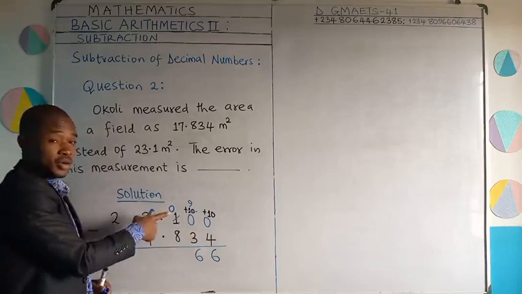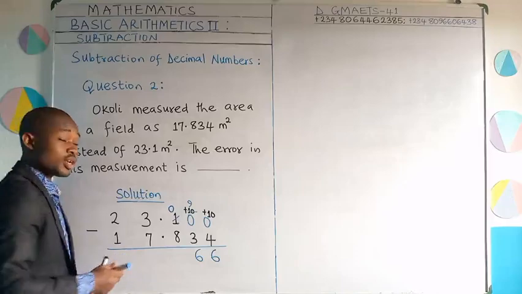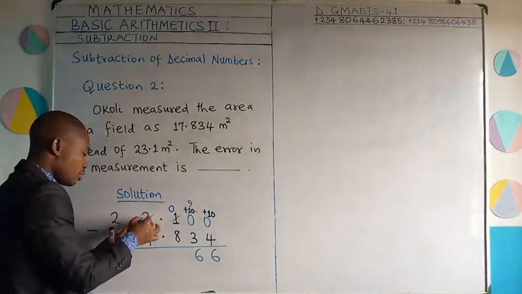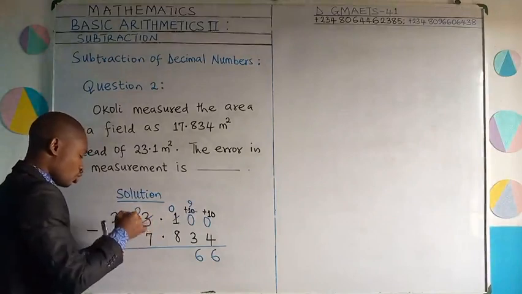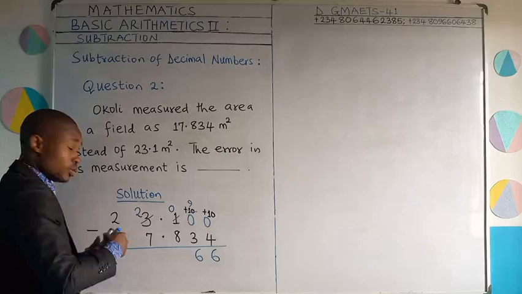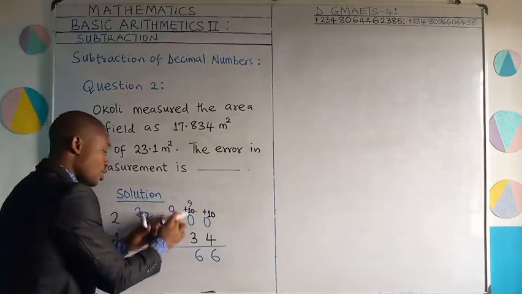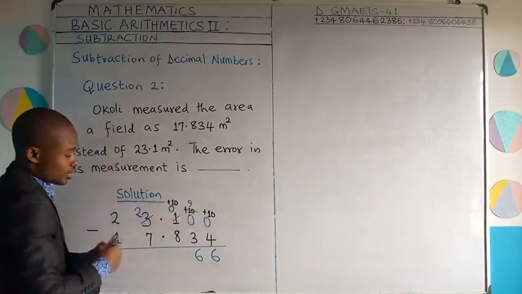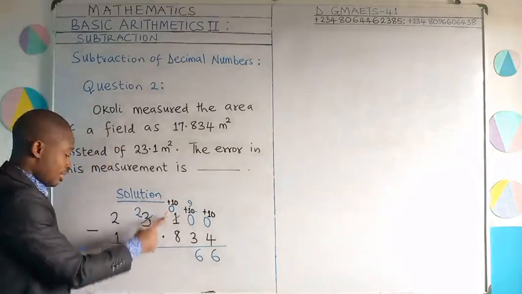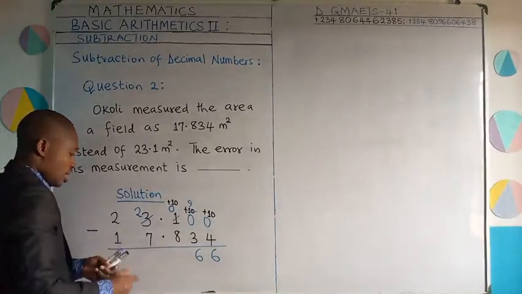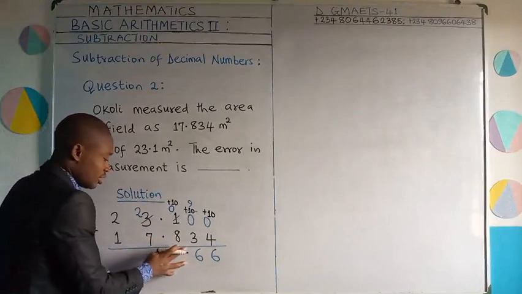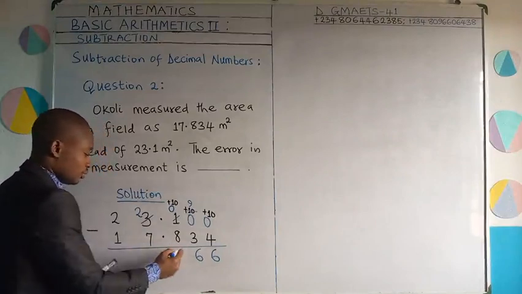Now take note, this is 0. 0 minus 8 is not possible. So what do you do? You come here and borrow. If you borrow from this 3, it will reduce to 2. As you borrow, you come to where you are solving and then you add 10. This is plus 10. So we are going to get 10 plus 0, which is 10, minus 8. So 10 minus 8 is 2. I'm going to record 2 there.